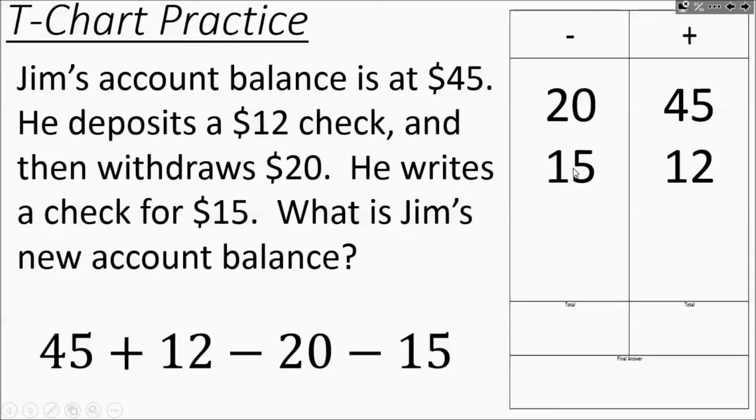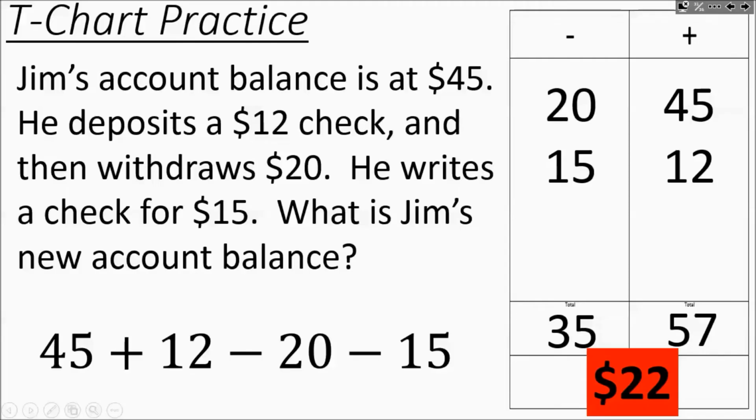So 20 and 15 make a total of 35 was money that he took out total. Total money that he had and what he put in, he had 57 bucks. So once we have 57 positive, 35 negative, it's going to be a positive. You always want your bank balance to be positive. You're going to do 57, take away the 35. You're going to have $22 in that account. Better get some more money in there.